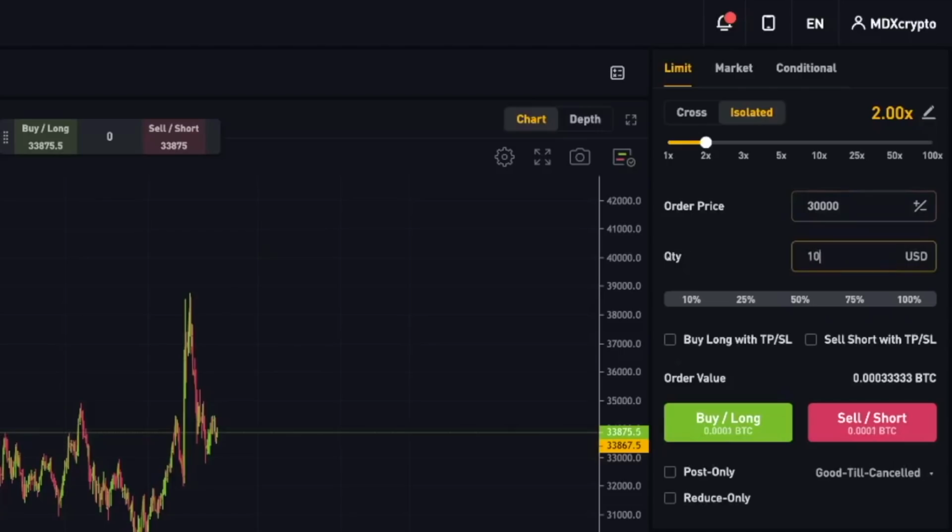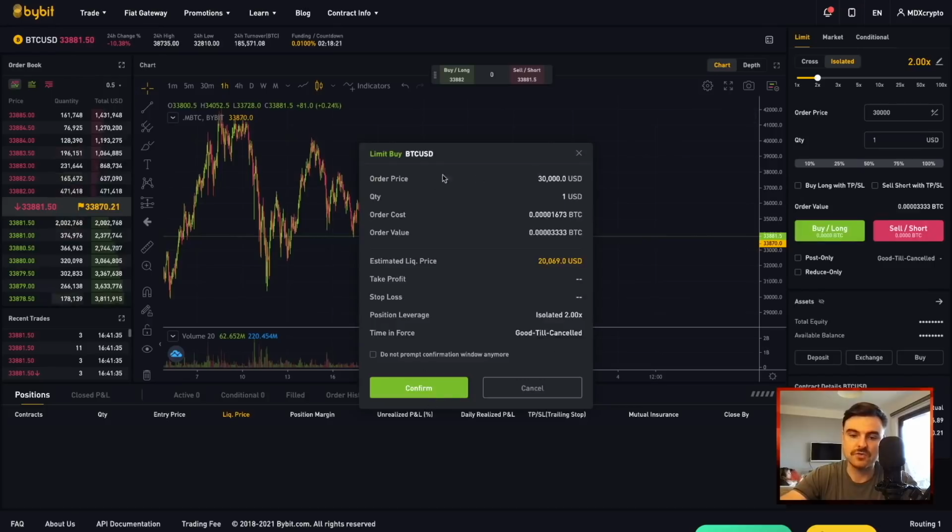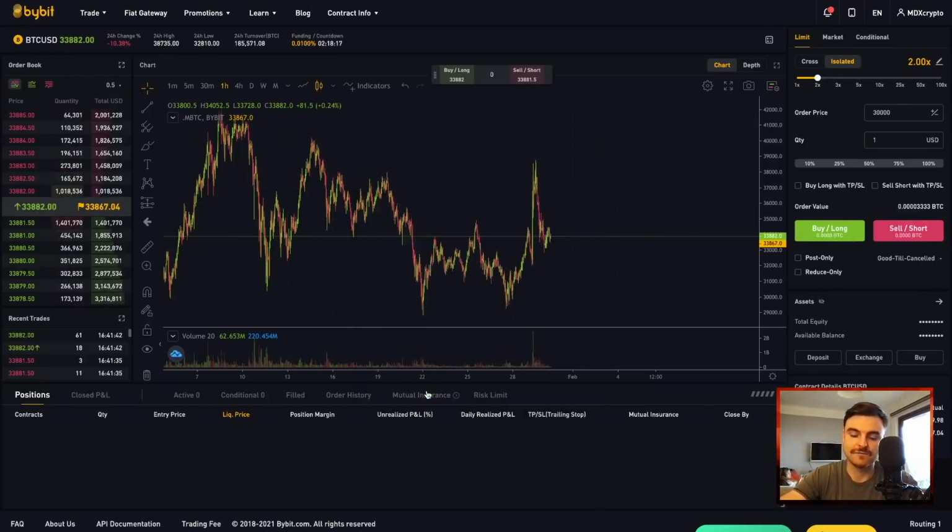Just for argument's sake, guys, you can do 10,000 contracts. You can buy however much Bitcoin you want. You can buy $10,000, $1, whatever. Just for this example, we'll do $1. And you can actually buy that price. If you just click on limit order, you can click buy price. It will then show you this little thing here. It will tell you what your liquidation price is. Obviously, I'm low leverage. And you click confirm, and that puts your order in.